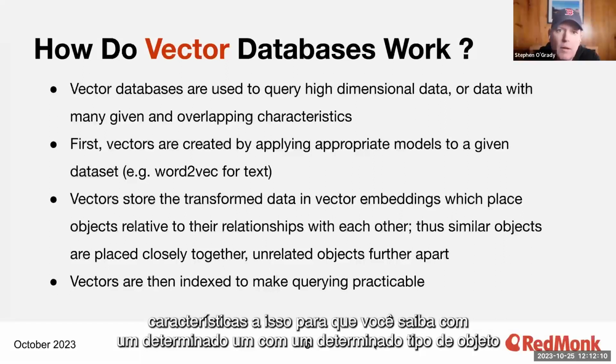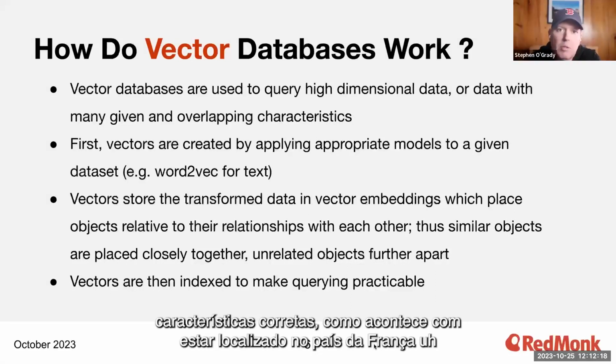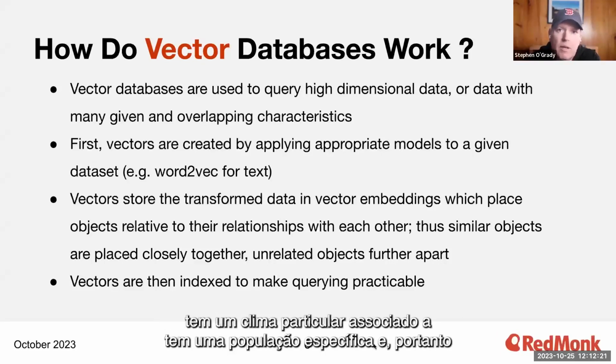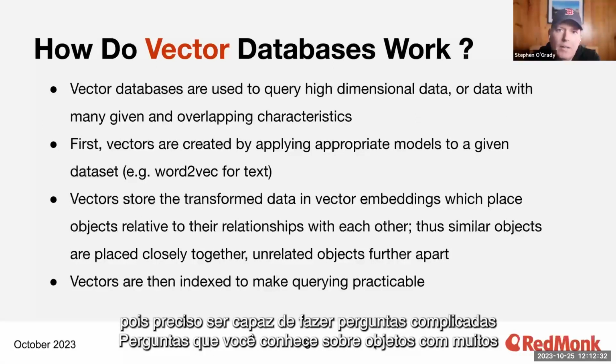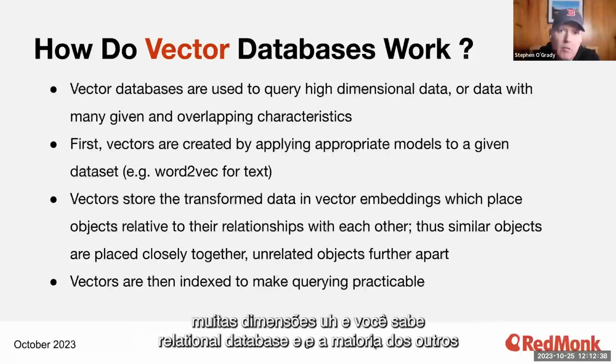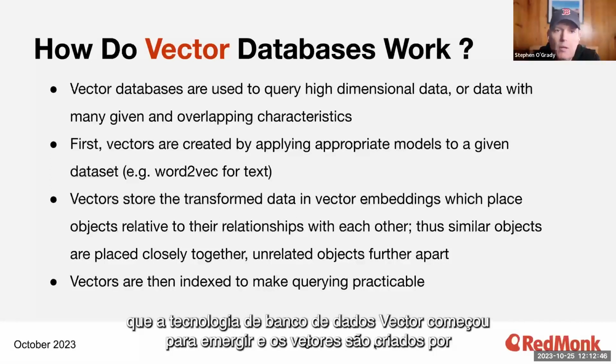So, with a given object like Paris, we have latitude and longitude, but it has a million other characteristics, right? It happens to be located in the country of France. It has a particular climate attached to it. It has a particular population and so on. And what we have seen from the marketplace is a demand for, I need to be able to ask complicated questions of objects with many, many dimensions. And relational databases and most other databases have historically not been particularly well equipped to answer that. So vector database technology began to emerge.